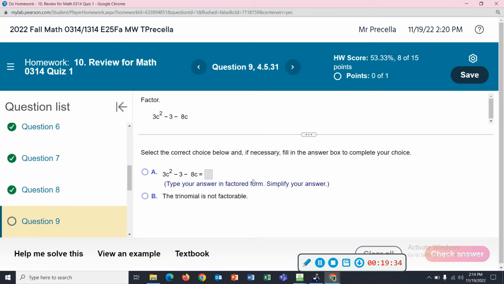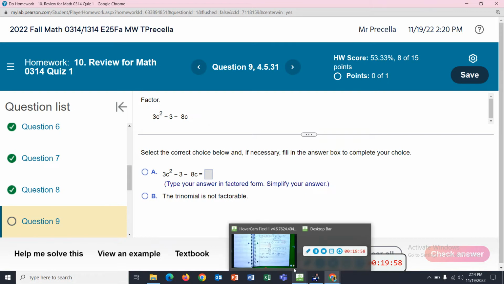Number 9 says to factor it. Oh, this one's a little tricky because it's not written in the form it should be. It's not written in that descending form. It should be written c squared, c, constant.